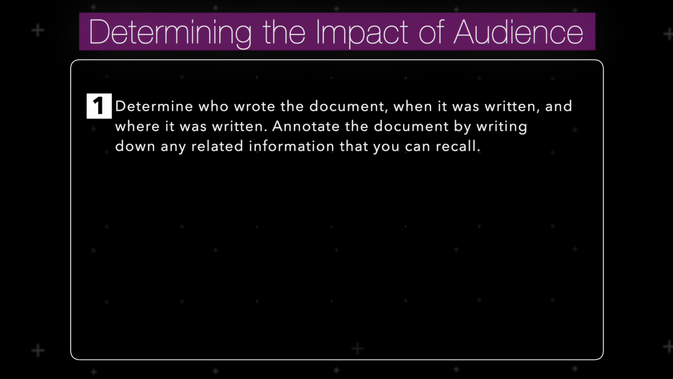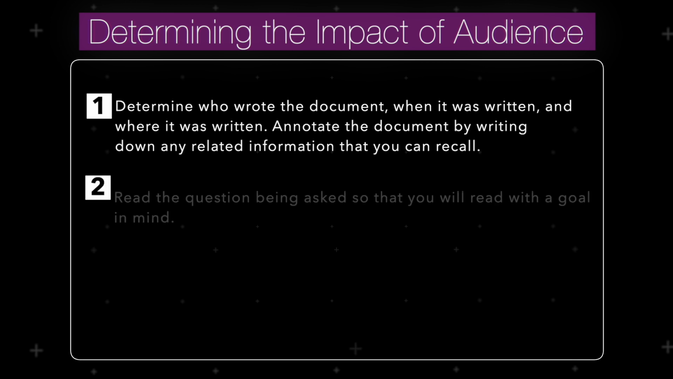Step 1. Try to determine who wrote the document, when it was written, and where it was written. This is important because if you can activate your prior knowledge about the author, place, or time, it may already give you hints about what the author may discuss in the document. Before reading the actual document, annotate the document by writing down any related information that you can recall.